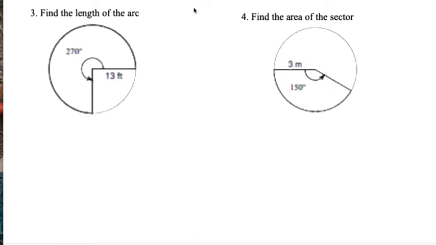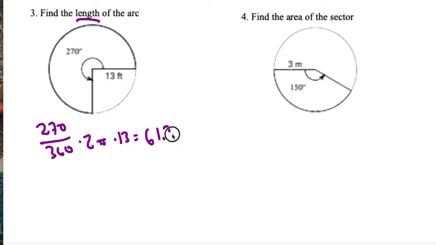So, find the length of the arc. The arc is 270 degrees. Now, length, very important because it's going to be related to the circumference, means we're going to take 270 out of a possible 360 times the circumference, or 2 times pi times 13. In the end, with rounding to the nearest tenth, we get 61.3 feet. Just plain old feet, because it is a length. So please don't forget that.